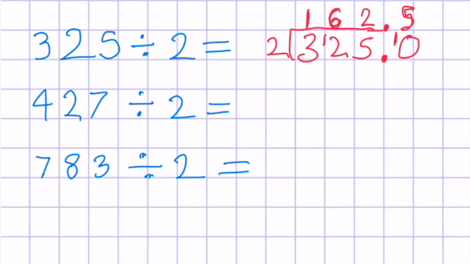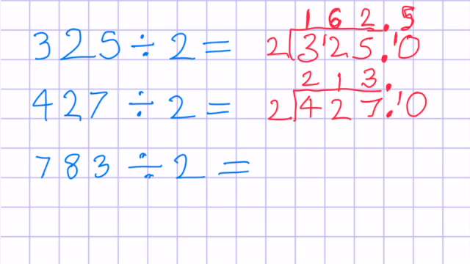Okay, we'll do 427 divided by 2. 2 goes into 4 2 times. 2 goes into 2 1 time. 2 goes into 7 3 times with a remainder of 1. 2 times 3 is 6. And then 7 take away 6 is 1. So we put our decimal place, our 1. 2 goes into 10 5 times.